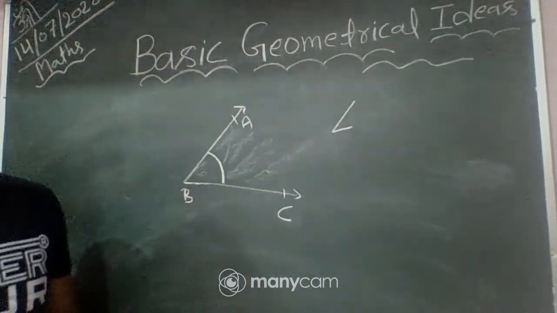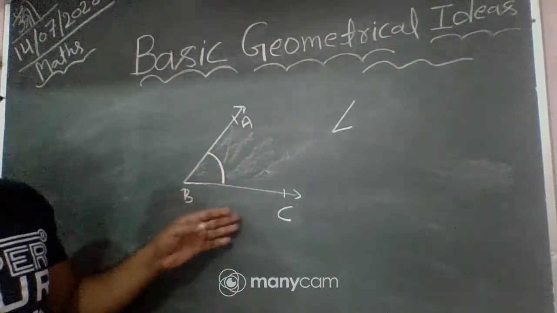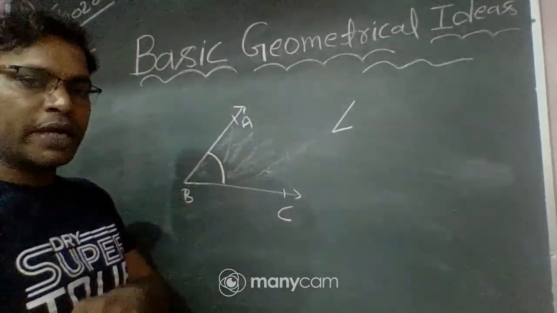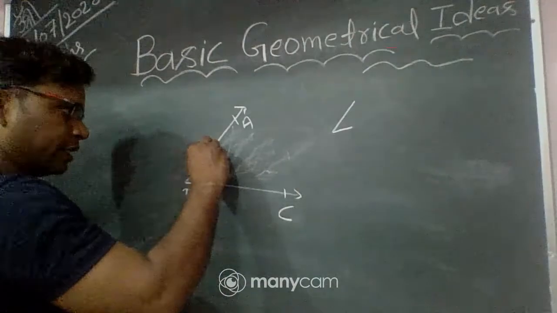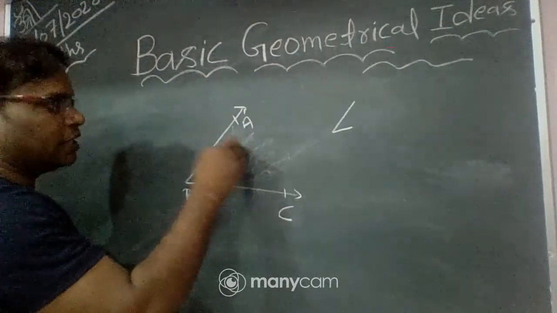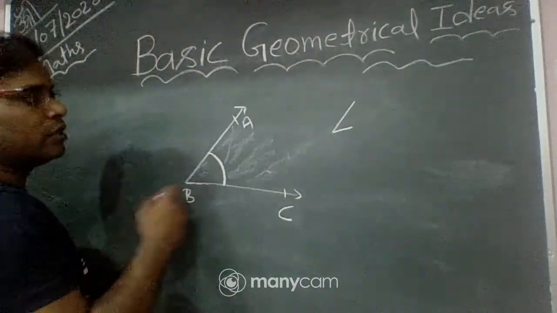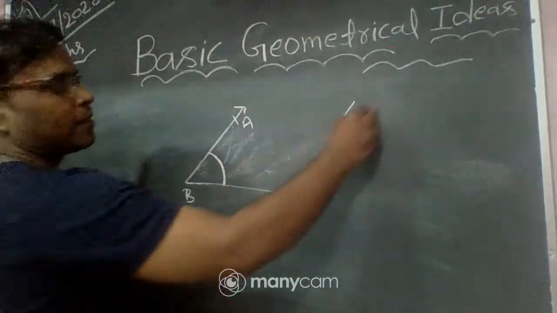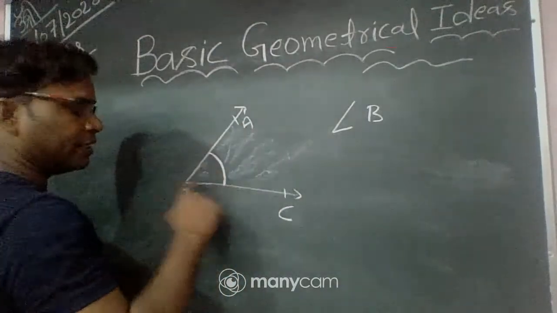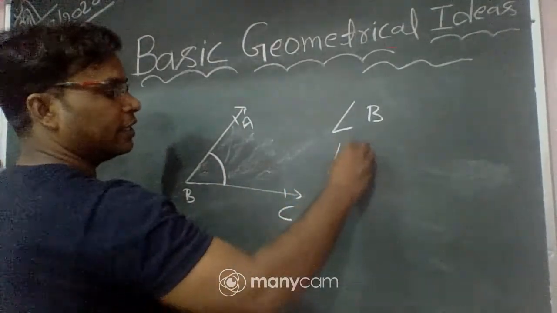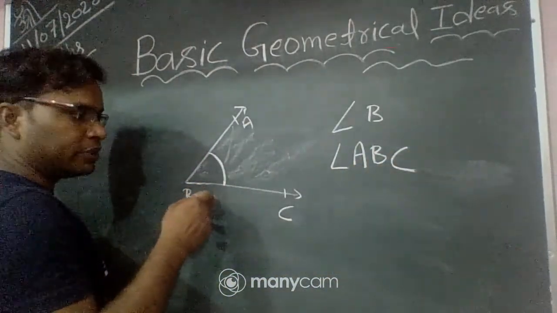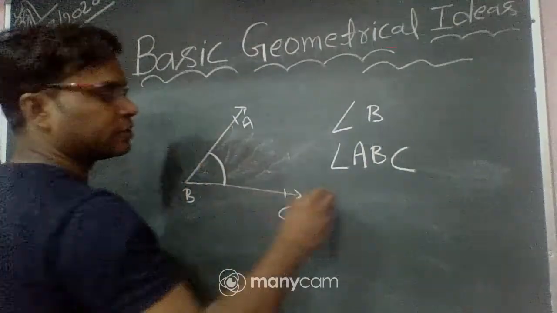Okay, when you join two rays at the end, then you find an angle. This is the area of the angle. On this side we call it the interior region and this side the exterior region. So we can write the angle simply like this, angle B, or you can also write it angle ABC, or you can write the name of this angle as CBA.